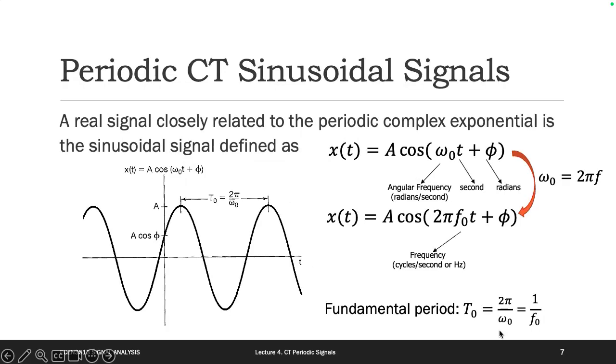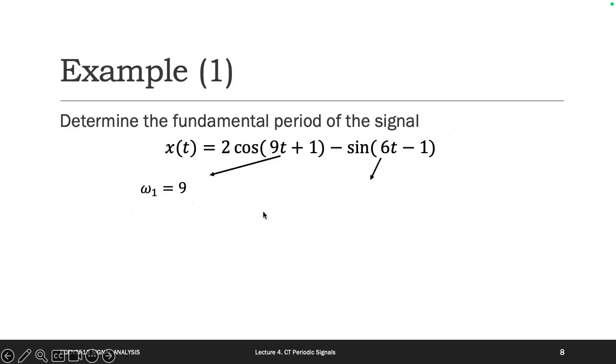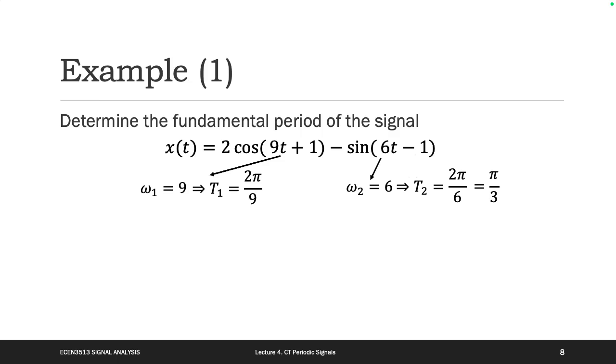We can use the equation here: 2 pi over omega 1, am I right? Which means it will be 2 pi over 9, am I right? So the period should be this one. And for this one, what is omega? This one? 6, yeah. And what is the period? 2 pi over 6, and it is pi over 3, am I right? Yeah, this is the same thing.